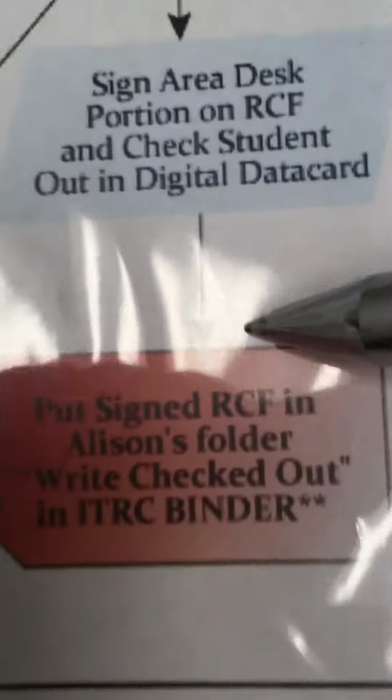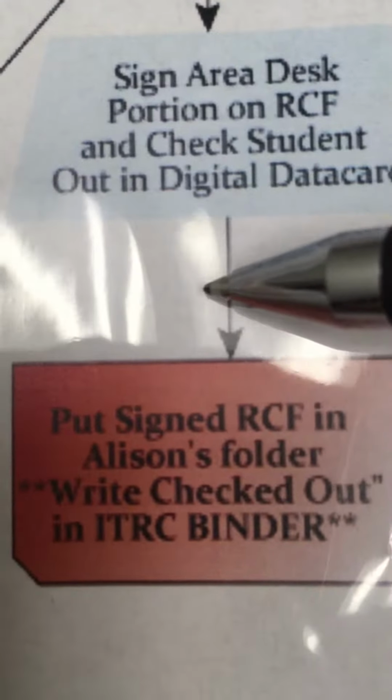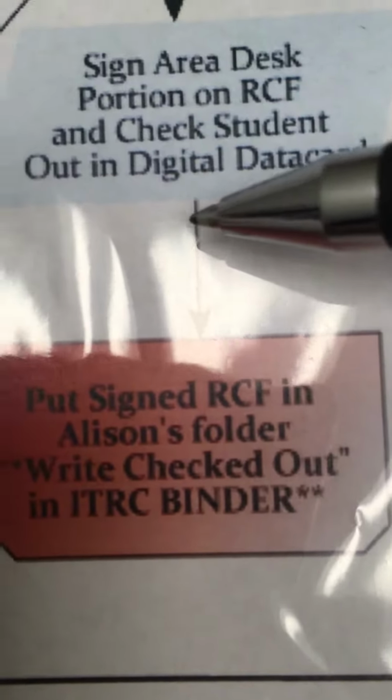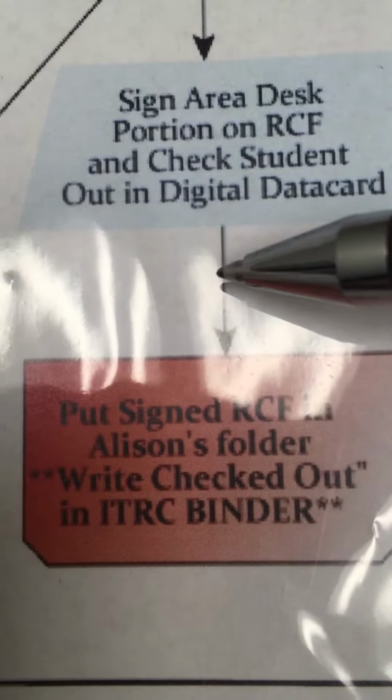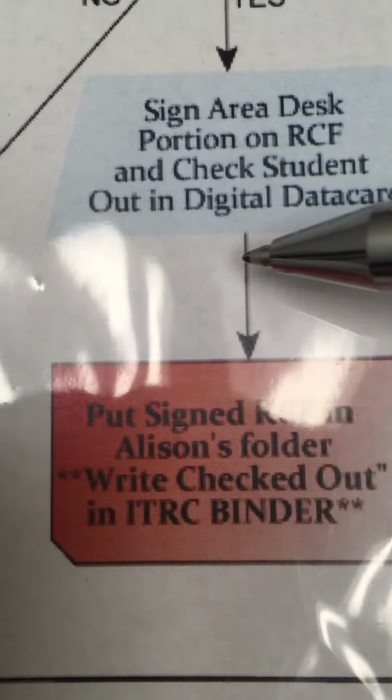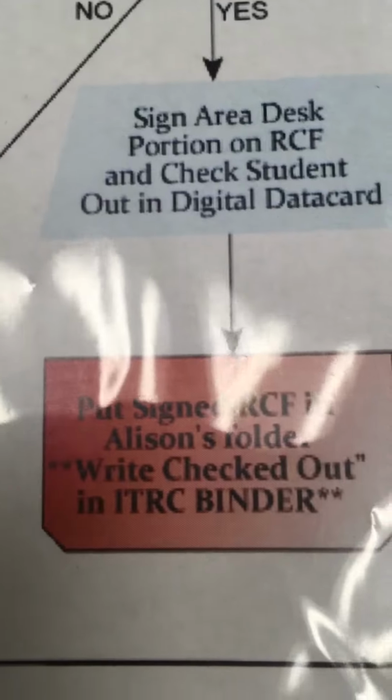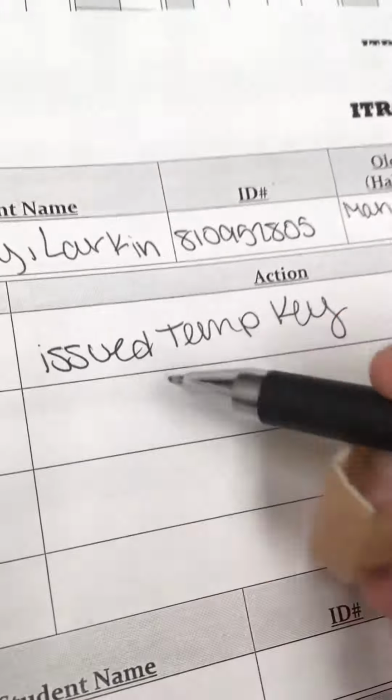Follow it down. You're going to put the signed RCF in my folder, which will be towards the front of all the colored folders, and you're going to come over here and write checked out in the ITRC binder. So we would technically come over here and write checked out underneath here with our initials and the date.